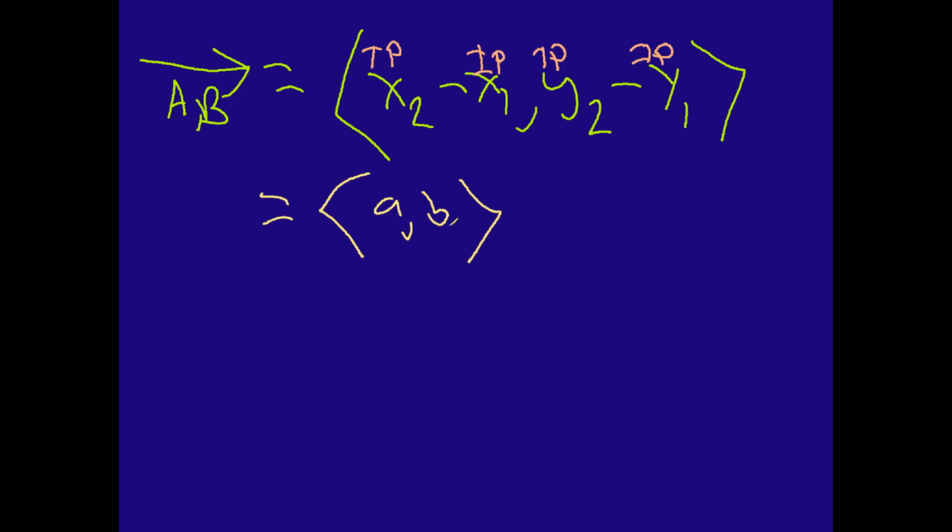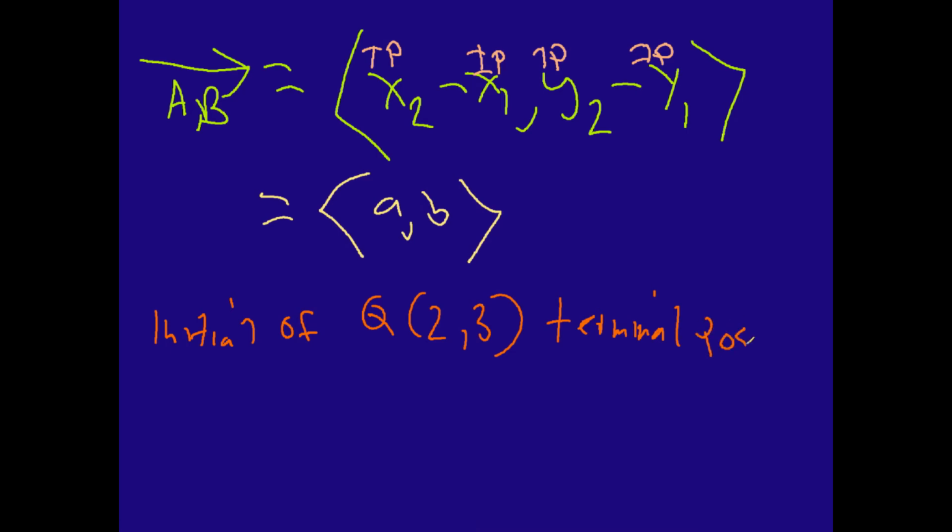Now, let me see if I can show you an example of this. We have a vector here. Let's say I have a vector that has an initial position, we're going to call it Q. And Q is going to be right here at 2, 3. That's the initial position. And we have a terminal position at R, let's see here, 6, 4.